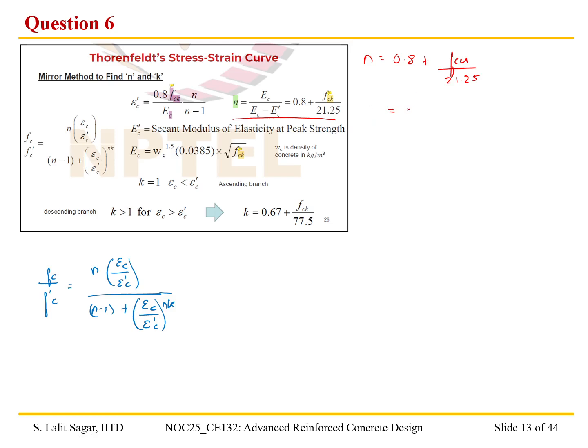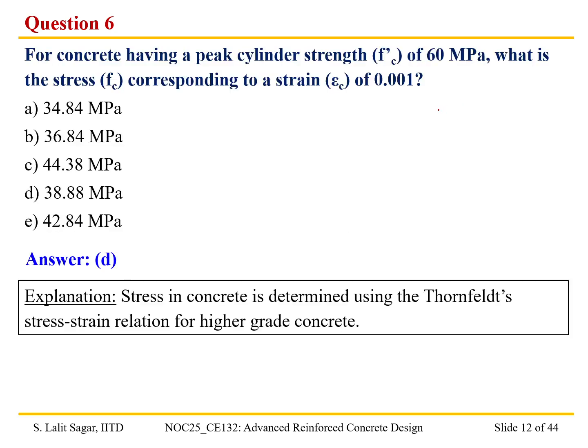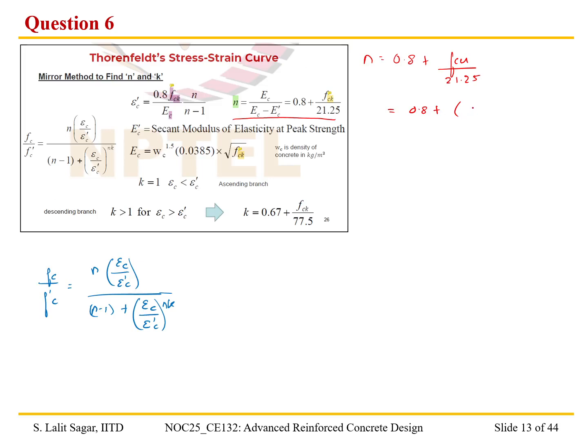We have N is equal to 0.8 plus. How do we determine the cube strength? That is 1.25 times the cylinder strength, that is 60 into 1.25. That will give us the value of FCU divided by 21.25. Based on my calculation, I'm getting a value of N as 4.33.